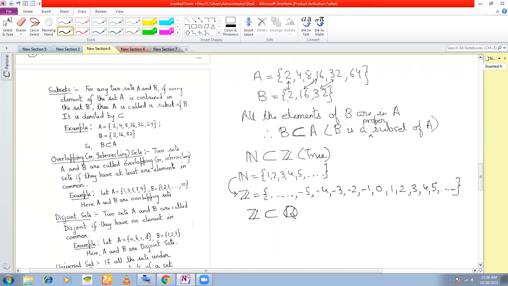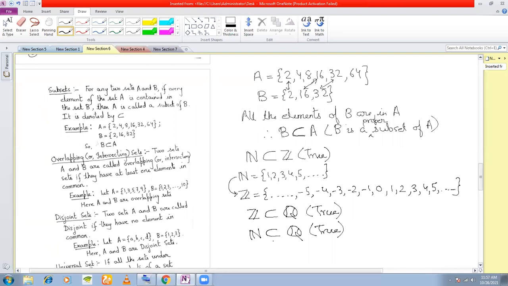All the integers are rational numbers, isn't it? Whatever integer you consider is a rational number. So this is also true, right? Okay. Can we say that the set of natural numbers is a subset of the set of rational numbers? Can we say? Yes, because all the natural numbers are also rational numbers. So therefore, this is also true.